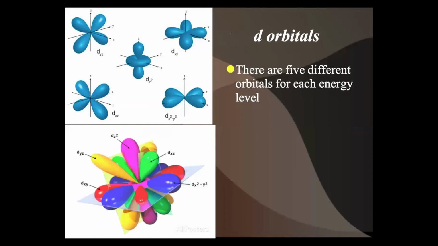Okay, so your book doesn't show the d orbital or the f because they're complex shapes, but I think it's good to know what they look like. So I'm going to go through what the d and f orbitals look like, but your book does not show those ones.